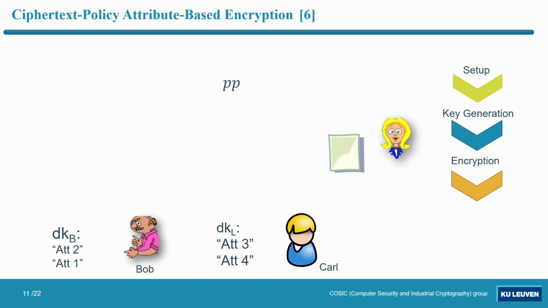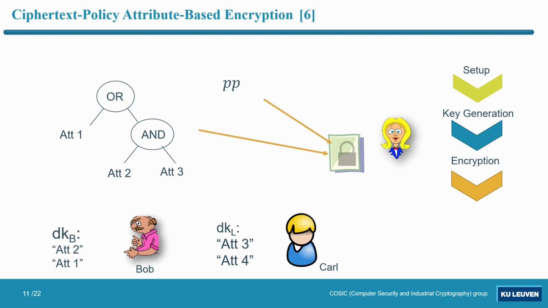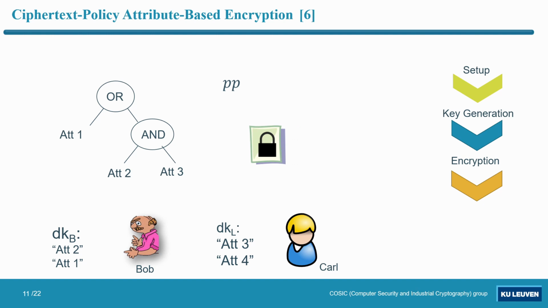In the encryption phase, the data owner, Alice, takes a specific policy based on some specific attributes in the network, and also the public parameters, and encrypts the data based on this policy and then broadcasts it over the network. In the decryption phase, if the users satisfy this policy, then they can decrypt the data.